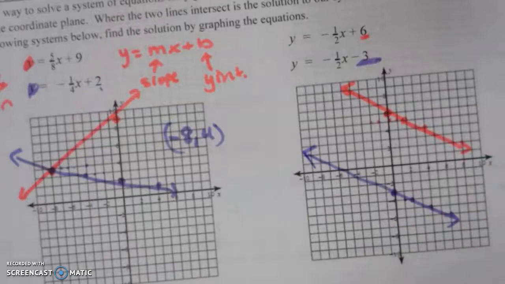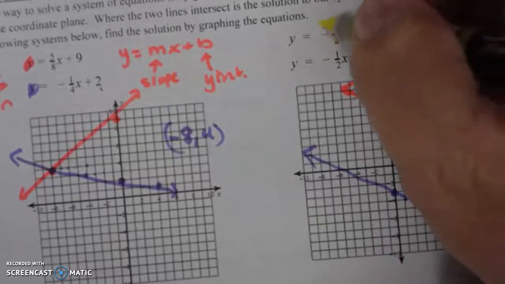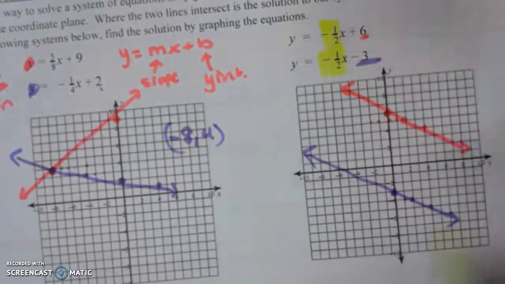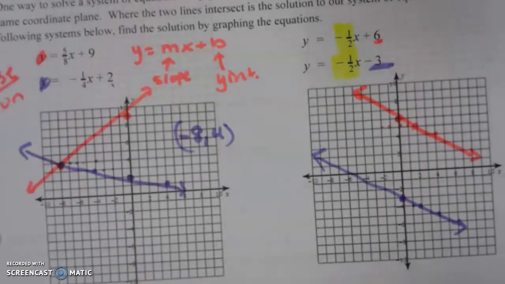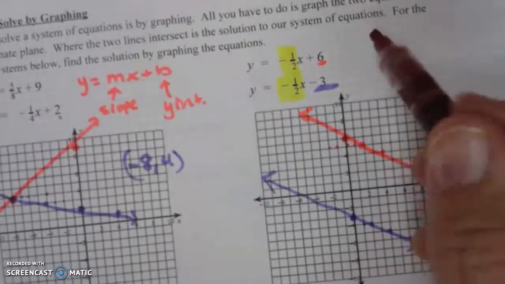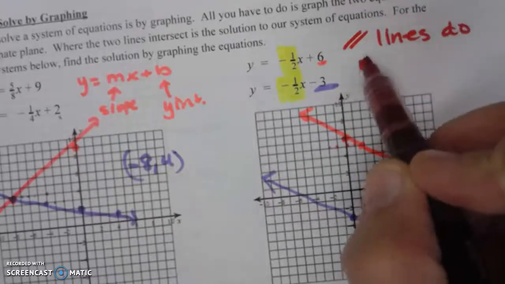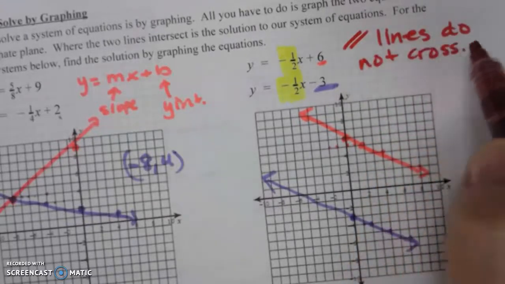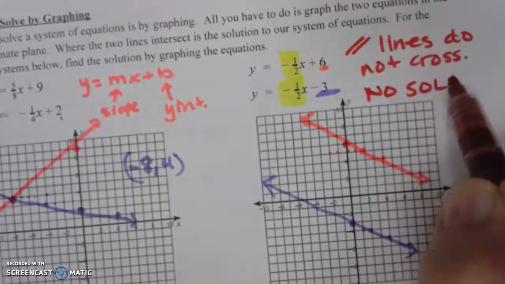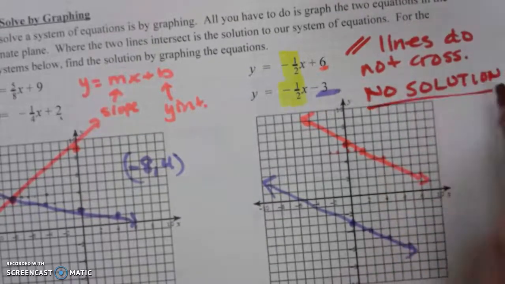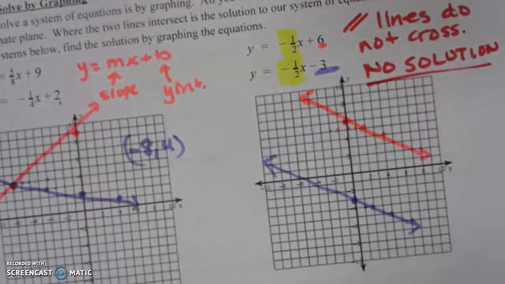And when will these lines cross? Well, to me they look like they're parallel lines, and they are parallel lines. What you notice especially is that you see how these slopes are the same? We've already talked about in our mathematical career that when slopes are the same, they are parallel. So I'm going to write, parallel lines do not cross. Therefore, there is no solution because there's no point where those 2 lines are the same.